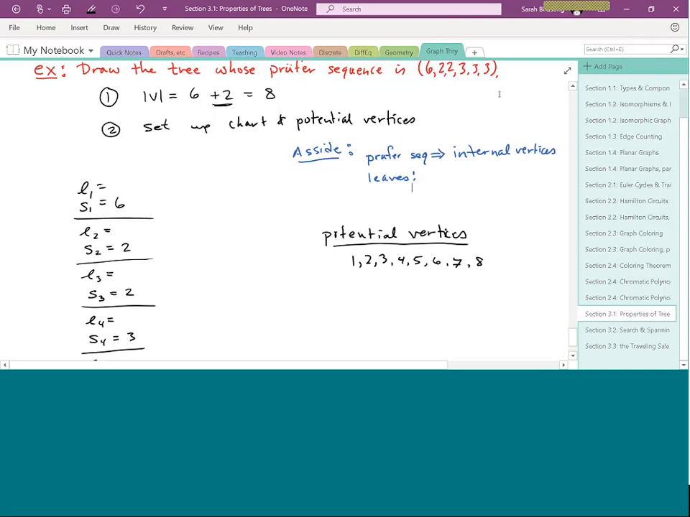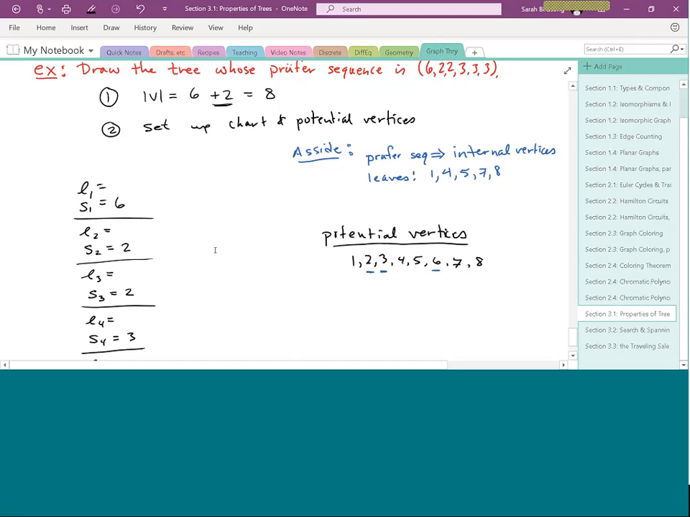So notice terms listed in the sequence are 6, 2, and 3. That means in the graph we're about to build, the leaves are supposed to be 1, 4, 5, 7, and 8. And those are the proper leaves of the graph. Those are the actual leaves of the graph.